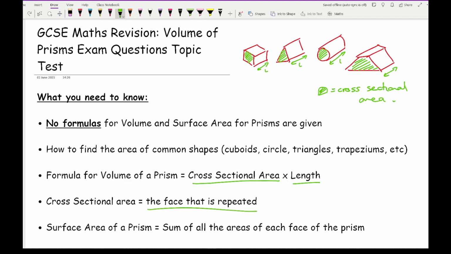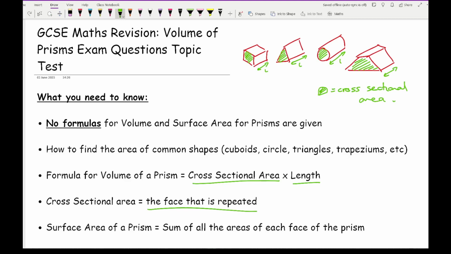Now on a cube, that's going to be a square. On a cuboid, it can either be one of the faces multiplied by the length. You can choose whichever face you want. Whereas with triangular prisms, it's always the triangle. Cylinders, it's always the circle. Trapezoids, always the trapezium. Semicircle ones, again, you need to recognize that one as well.